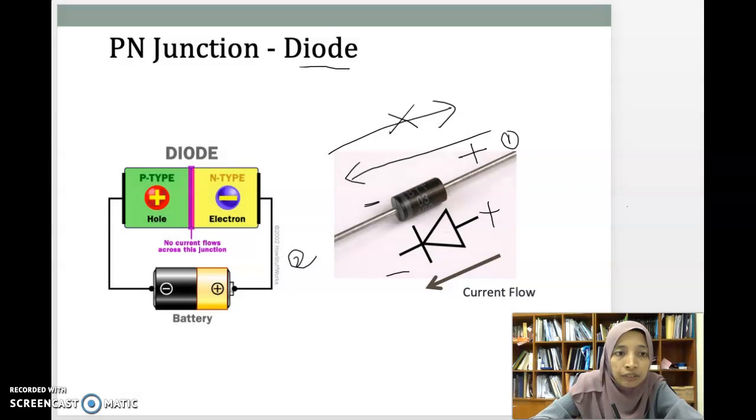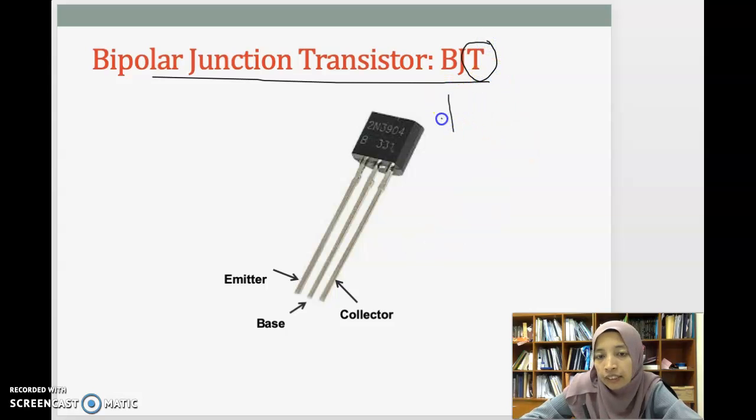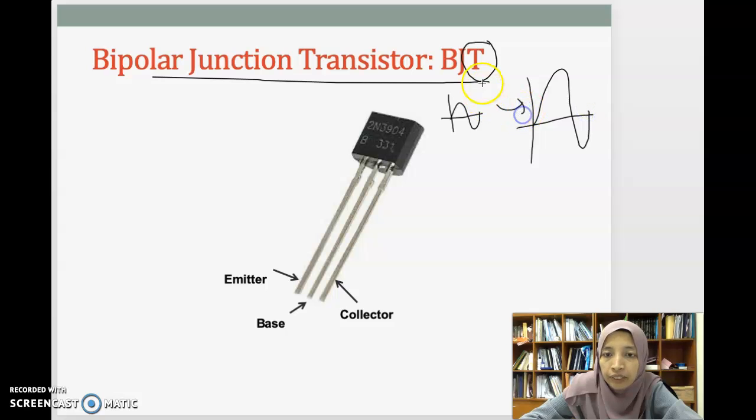Okay, next, the second device is bipolar junction transistor. So what is bipolar junction transistor? It is actually a transistor. What is the function of transistor? It works as an amplifier. So let's say you have a small signal, you are going to amplify the signal. So who can do that? Transistor can amplify your signal, the sine wave signal, the AC signal.